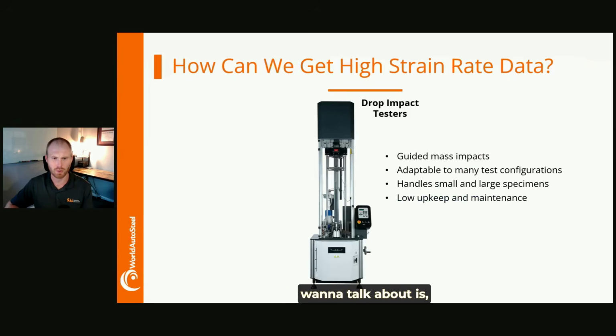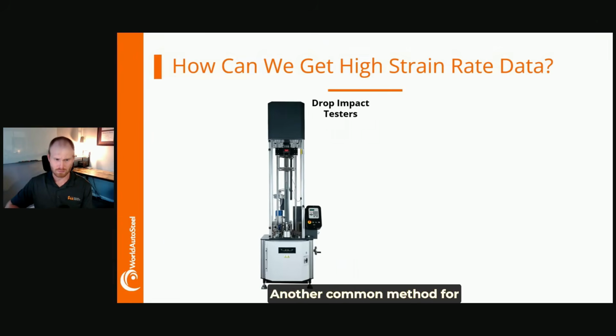So the final question we want to talk about is, if it's important, how is it that we actually get this high strain rate data? The method that many use are impact testers. This could be drop towers. This could be weighted pendulums. These are generally very adaptable test methods that can be changed and modified to different test configurations, different loading conditions, and they can handle a large variety of special geometries, sizes, shapes, and they also have relatively low maintenance needs.